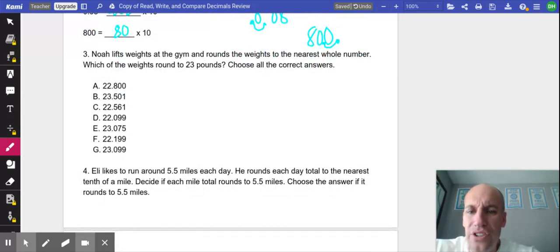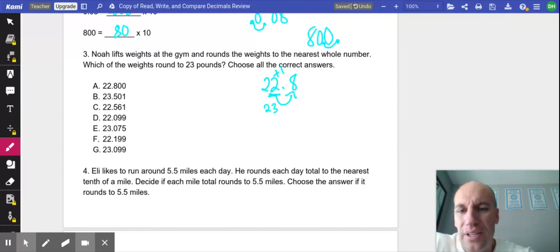Next, Noah lifts weights at the gym and he rounds the weights to the nearest whole number. Which of the weights rounds to 23 pounds? So when we round the first one, 22.8 to the whole number, we're going to look at our tenths place, the place value to the right. We notice it's a 5 or above. 5 or above, we increase the underlying number, the place value we're rounding to. So since it's an 8, we increase it. So 22 plus 1 is 23. So that one would work.